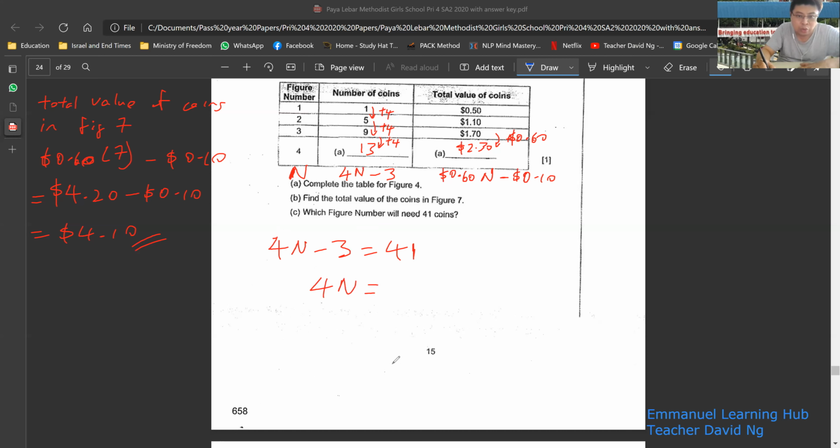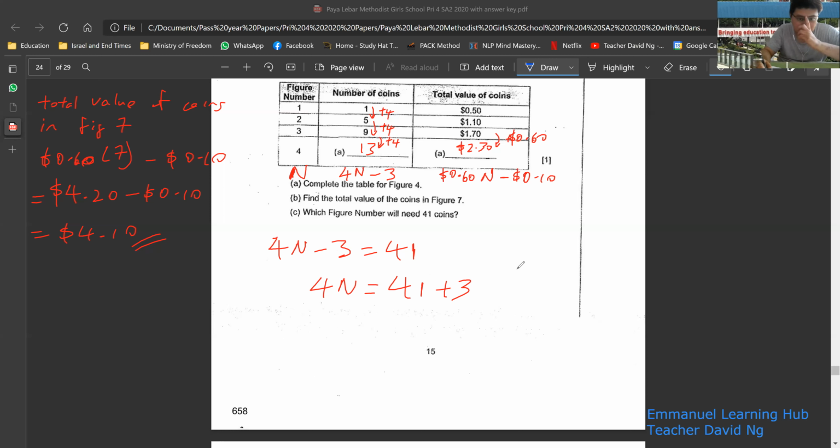So 4n is equal to... minus 3 I bring over to the other side of the equation is plus 3. Understand or not? Whenever you bring over, you always change the sign. Negative become positive. Can you understand or not?